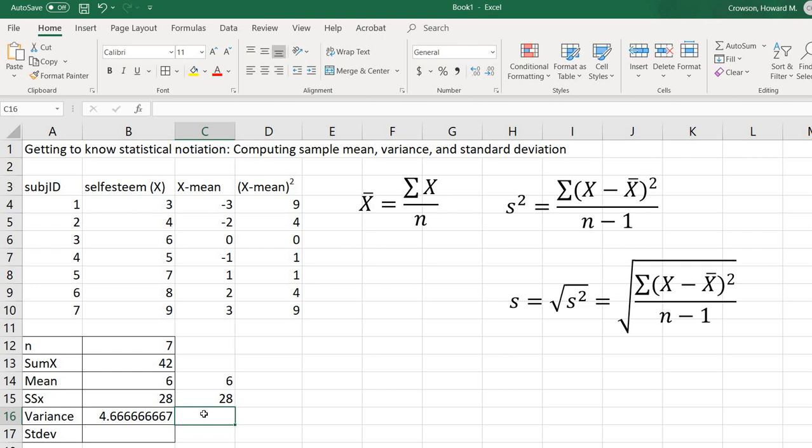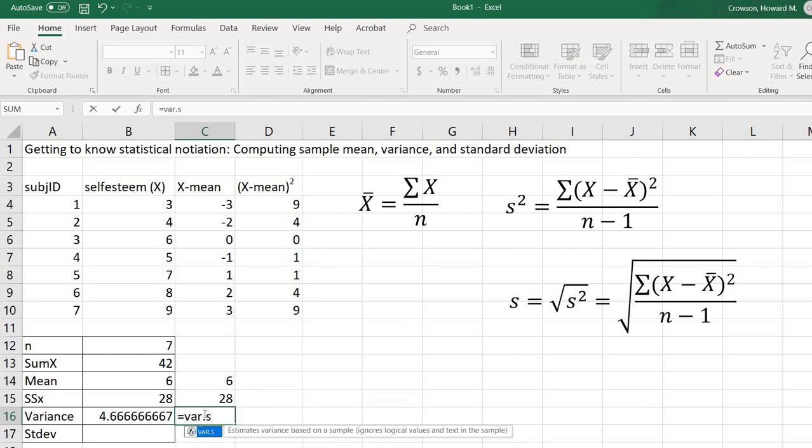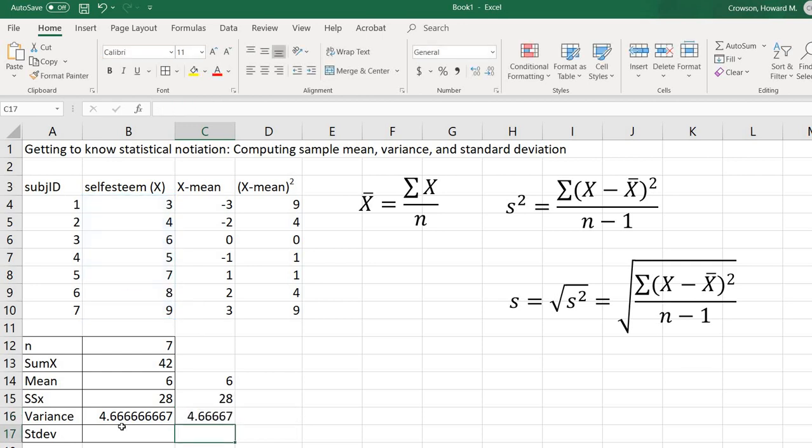I can also calculate this quicker as well if I type in equals var.s and then highlight all of my original raw scores in this column right here and hit enter, and there it is.